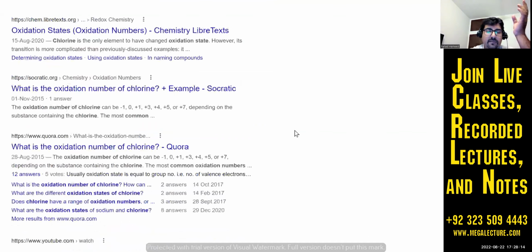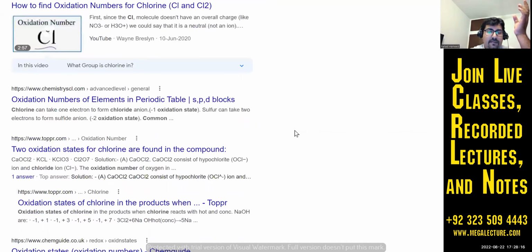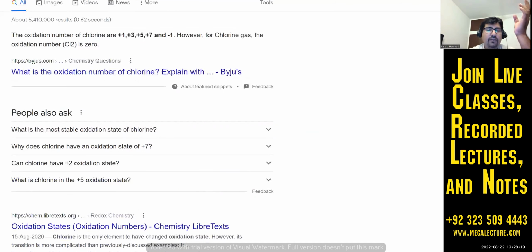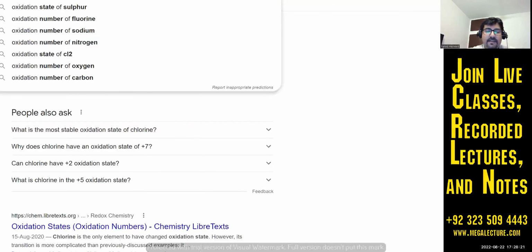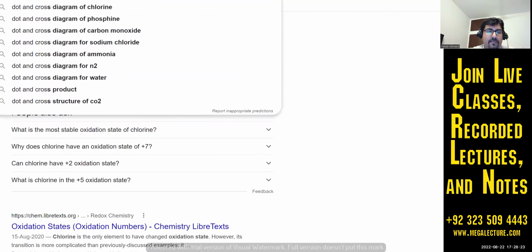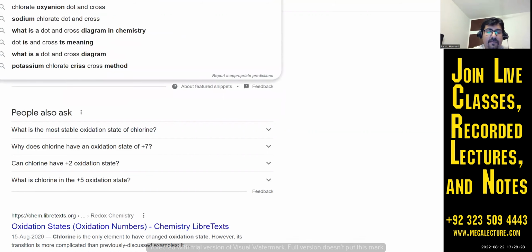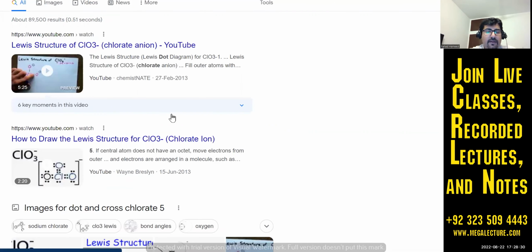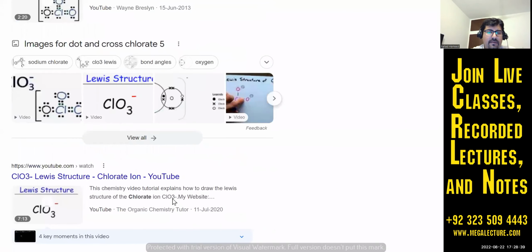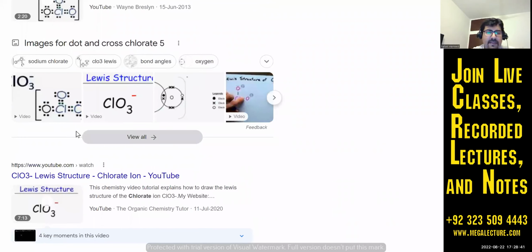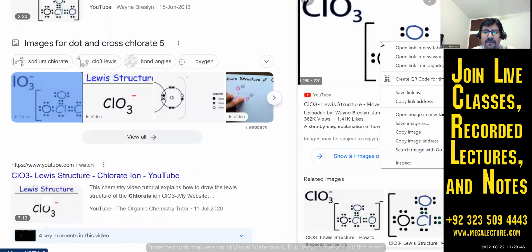Here, I'll draw a dot-and-cross diagram of, let's say, ClO3, or let's say chlorate(V), where chlorine is +5. Let me just draw it myself. I was saying it more simply, anyway, you can see over here. Let's just copy this one.